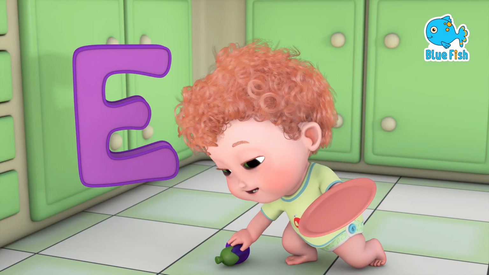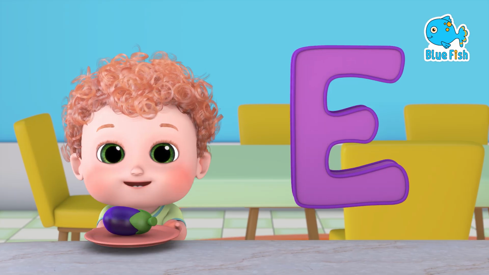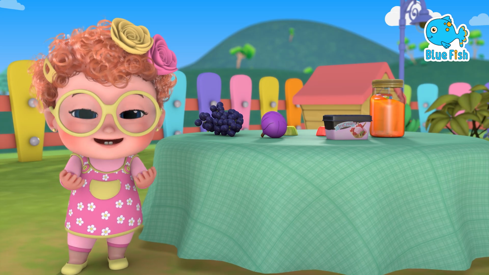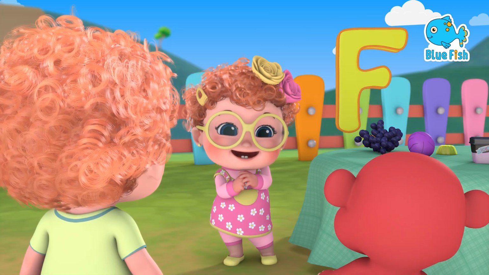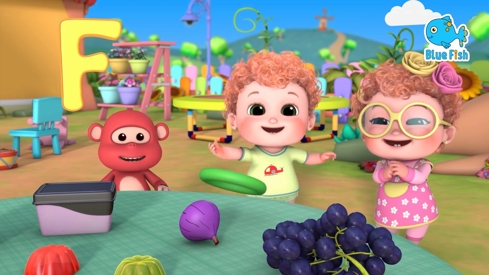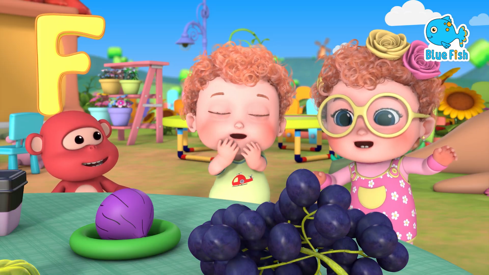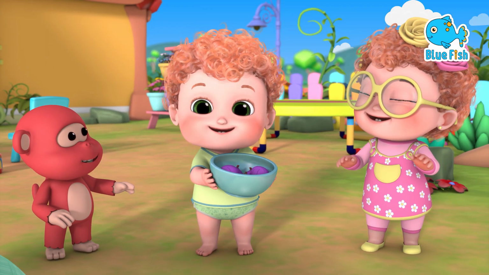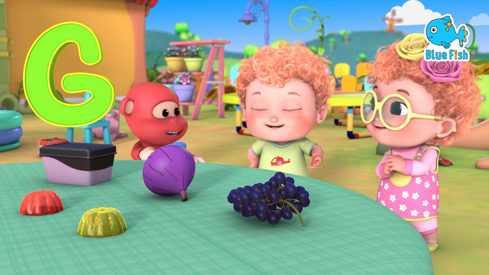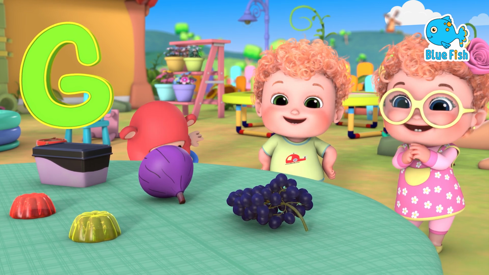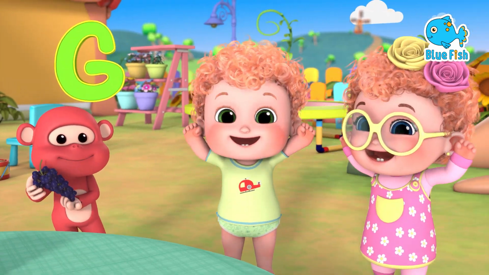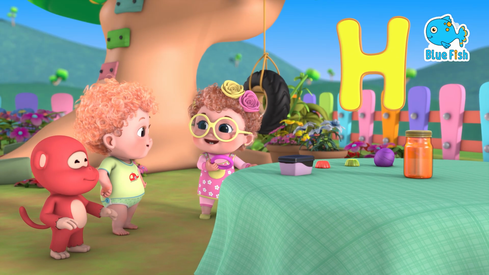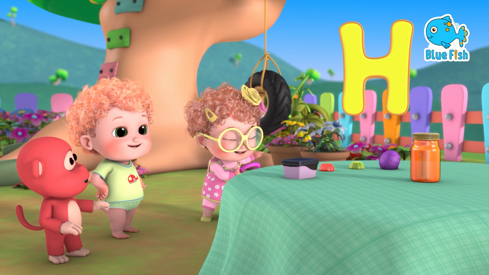E is for eggplant. Egg, egg, eggplant. F is for fig, f, fig. G is for grapefruit, g, g, grapefruit. H is for honey, h, h, honey.